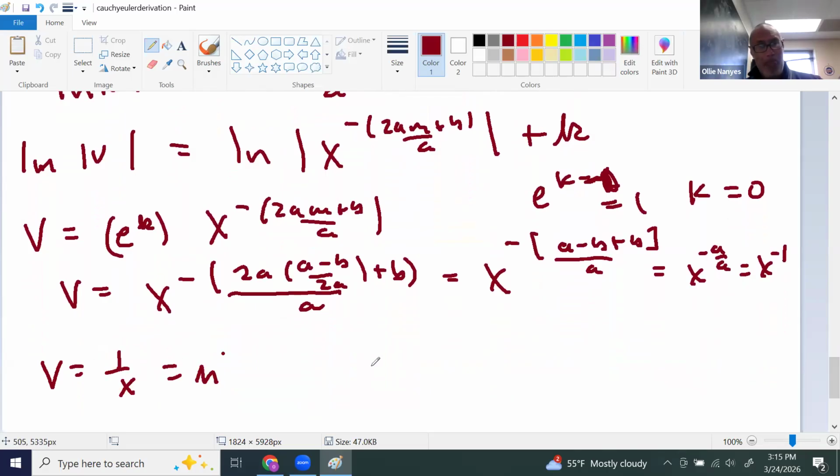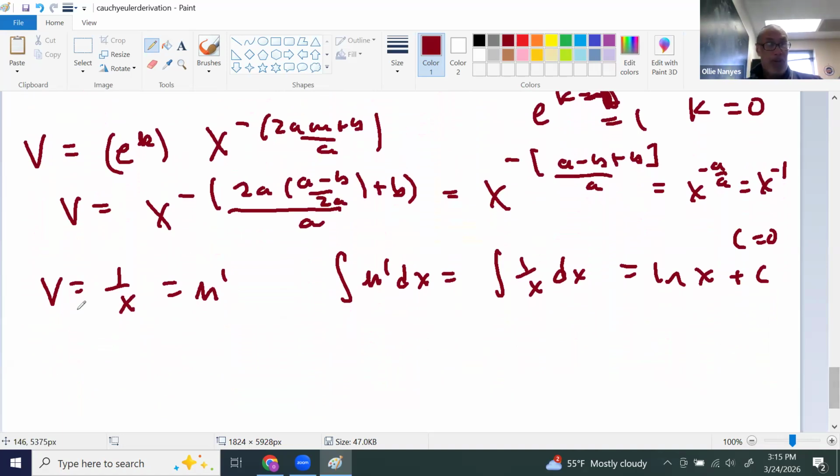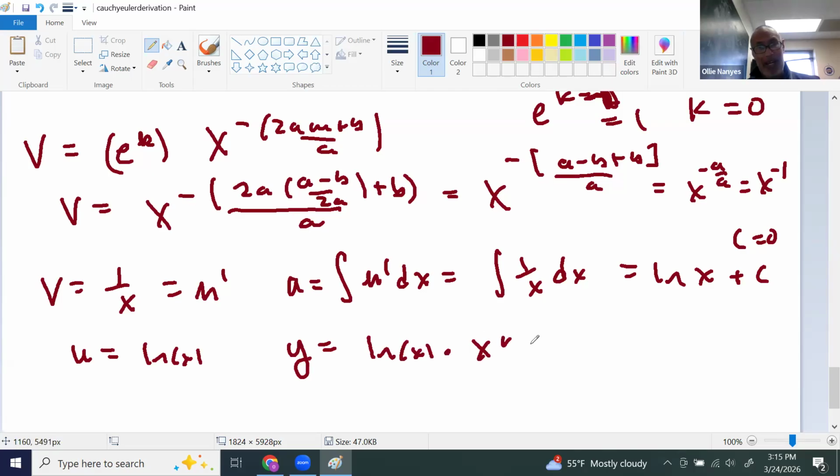and that's u prime, integrate, and that's going to be log of x plus some other c. Now we'll let c be 0 here because we have a choice. So our new thing, this is now our u. So your u is natural log of x. So your new solution is natural log of x times x to the m.